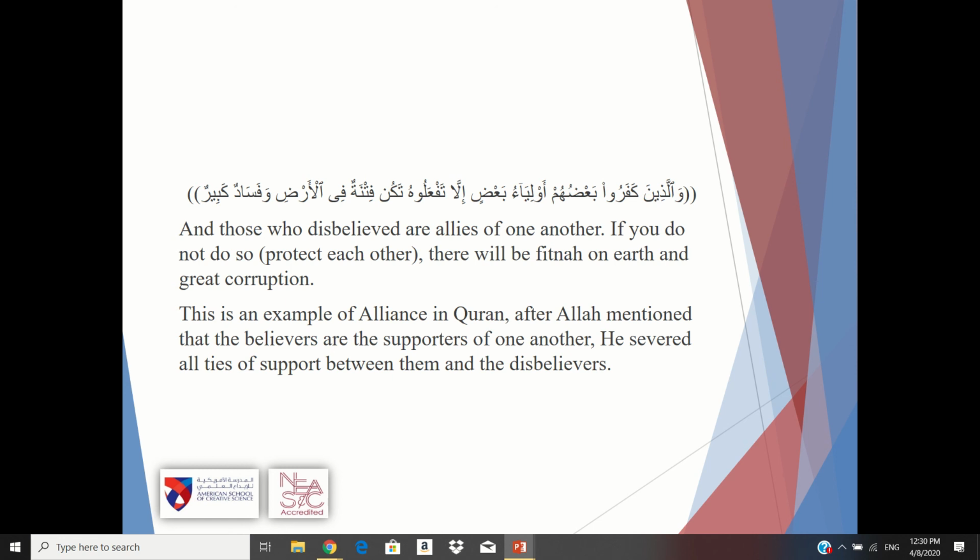And those who disbelieved are allies for one another. If you do not do so, that means protect each other, there will be fitna on earth and great corruption. And this is an example of alliance in Quran. After Allah mentioned that the believers are the supporters of one another, he severed all ties of support between them and the disbelievers. So the alliances, they also help each other, they support each other. And this is a good example from Quran of how the disbelievers are allies and how the Muslims or the believers are also allies, and they are very different from one another, but yet they are very similar to one another.